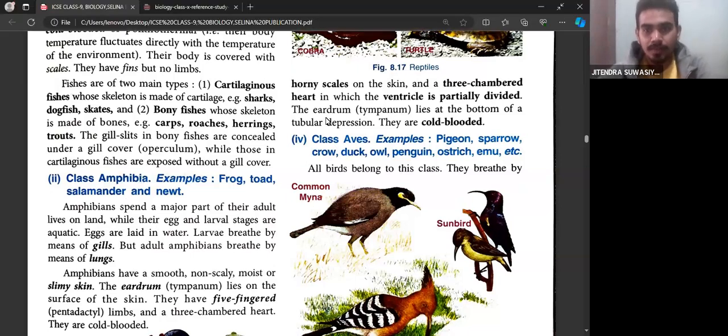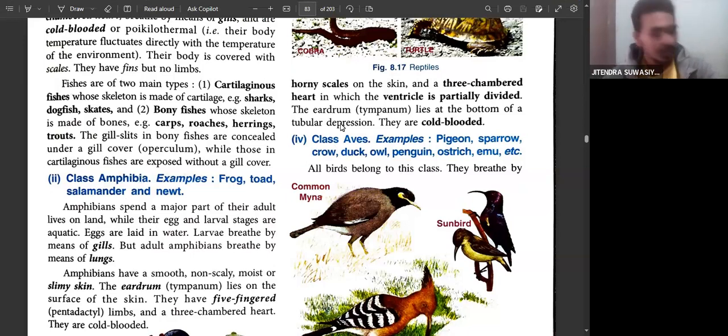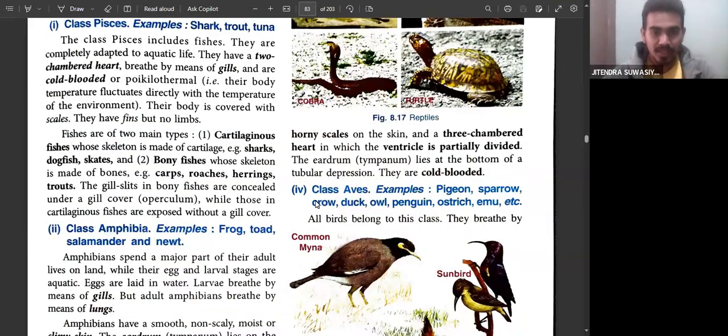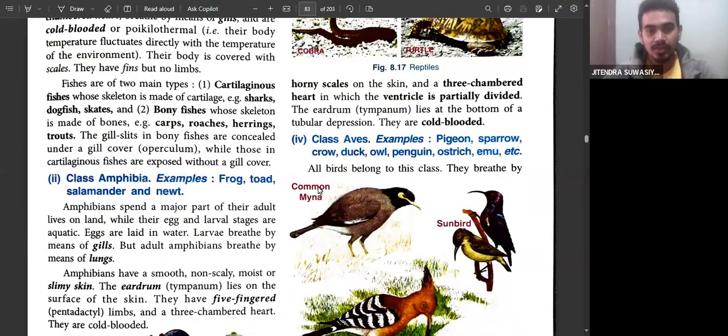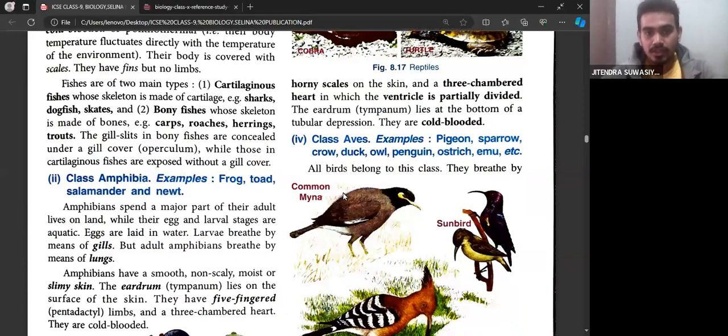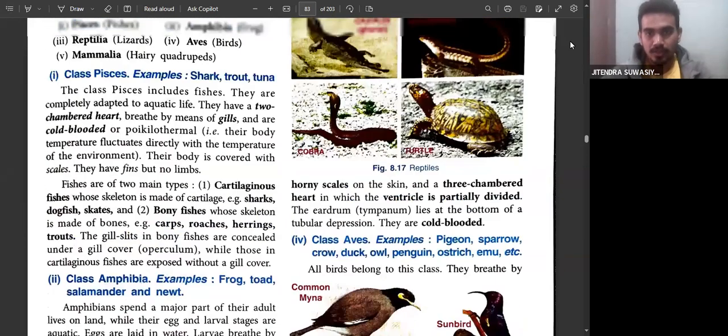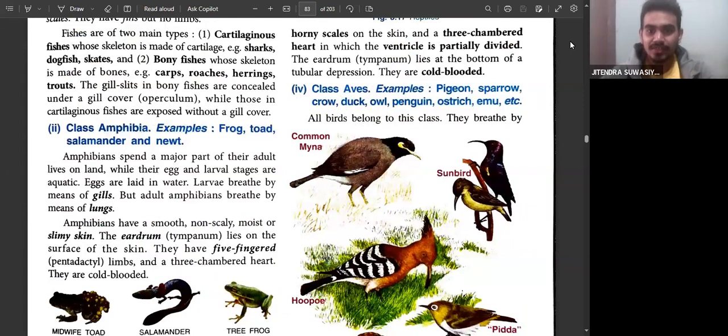In the last class, we were discussing the diversity in living organisms. We discussed up to the reptilia. Now, from this class, we will discuss the further portion of this chapter, that is class Aves. In class Aves, we have some examples.